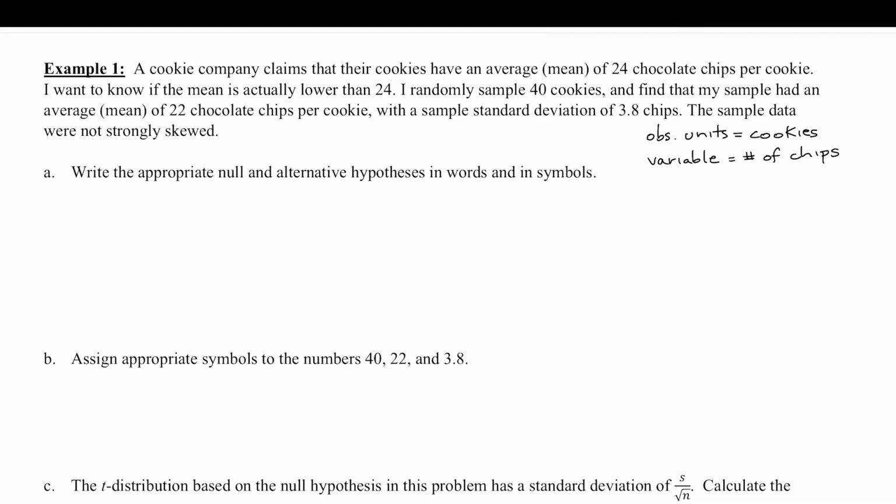And you have to be careful because the variable is not the average number of chips. I had a bag of 40 cookies, and I tore each cookie apart and counted how many chips were in it. And so I recorded cookie number 1 had this many chips, cookie number 2 had this many chips, cookie number 3 had this many chips. So the number of chips and not the average number of chips is our variable in this case, and that in fact is a quantitative variable.